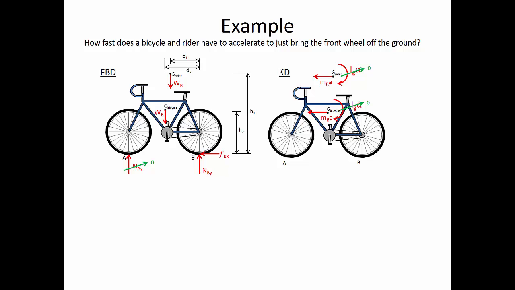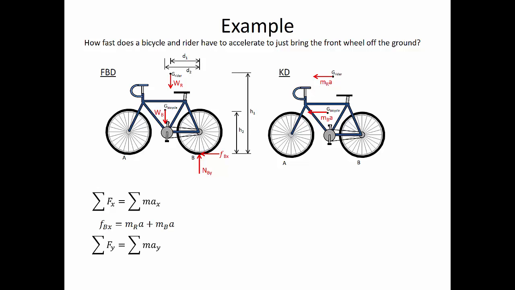With our free body and kinetic diagrams drawn, we can now come up with the equations that we need to solve the problem. We can look at the sum of the forces in the x direction, the sum of the forces in the y direction, and summing moments to solve this problem. Let's look at the sum of the forces in the x direction. This would be equal to the mass times the acceleration in the x direction, or the sum of the forces in the x direction cause the masses to accelerate in the x direction. In this case, we have the driving force of the bicycle is equal to the mass of the rider times the rider's acceleration, plus the mass of the bicycle times the bicycle's acceleration. We're assuming that the acceleration of the rider and the bicycle are the same, that they move as one.